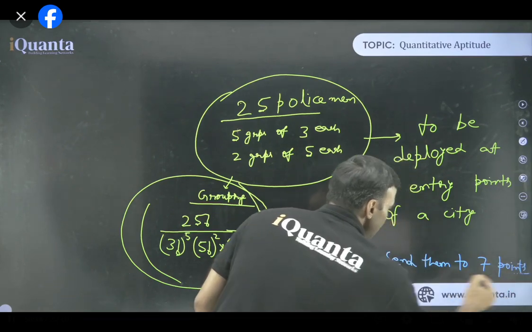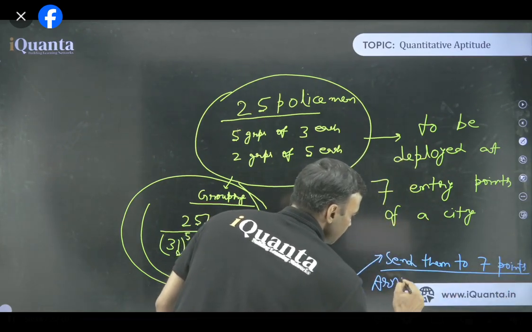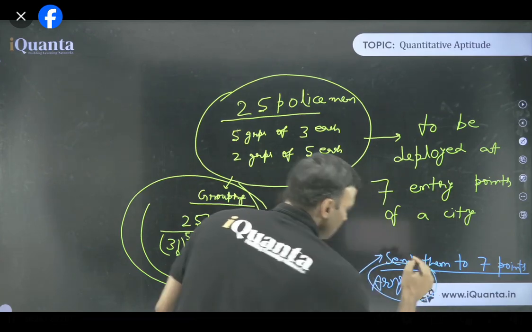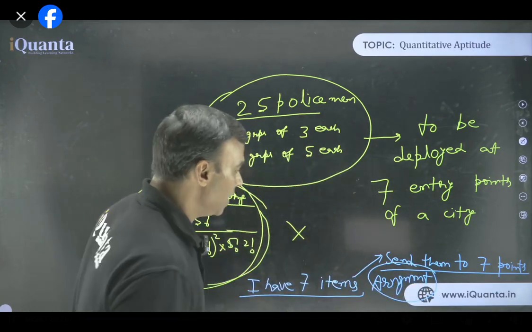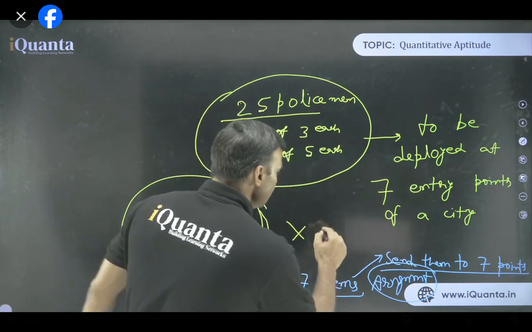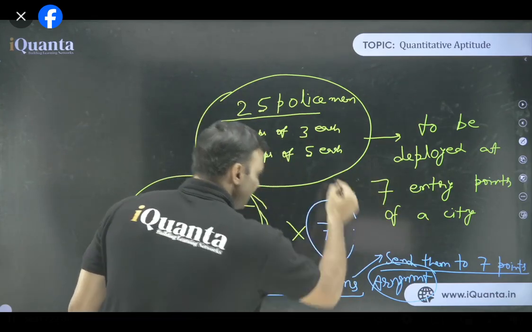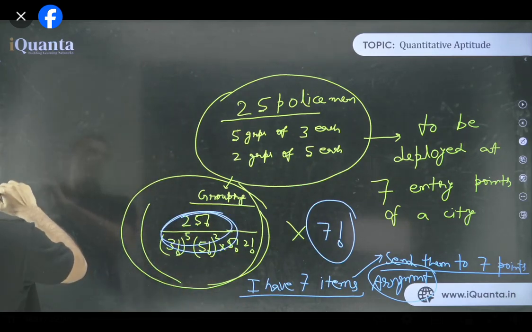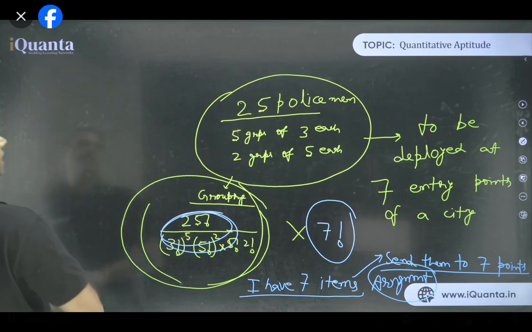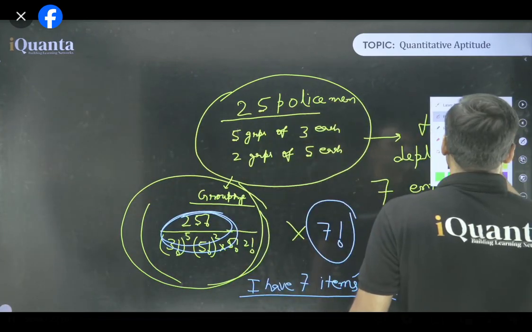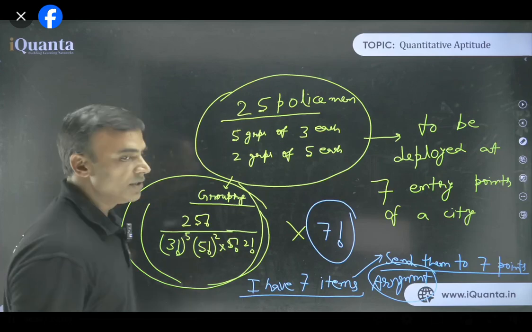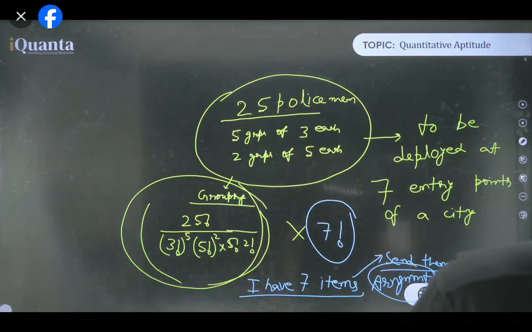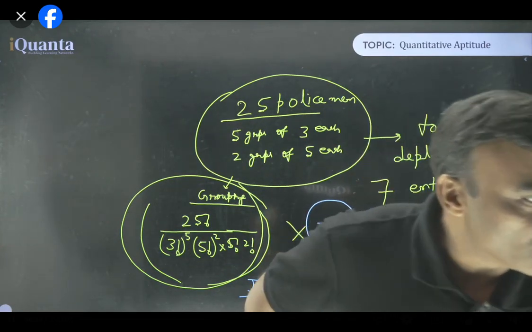How do you do that? Isn't that arrangement? I want everyone to acknowledge whether you have understood this or not. How do I do that? 7 items, 7 places, 7 factorial. This 7 factorial has nothing to do with what is there inside. Once more, that 7 factorial has nothing to do with it. Yes. I'm waiting for 2 minutes, then we'll go to the next topic.